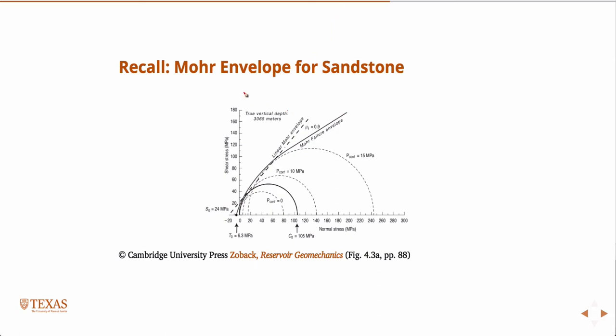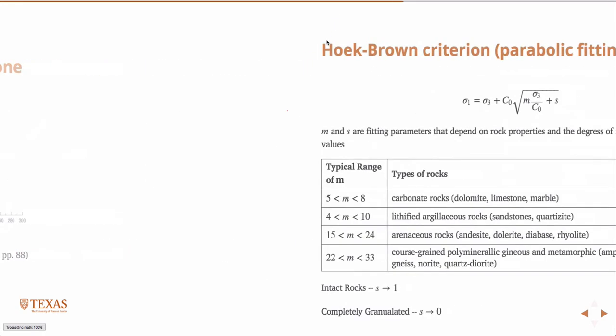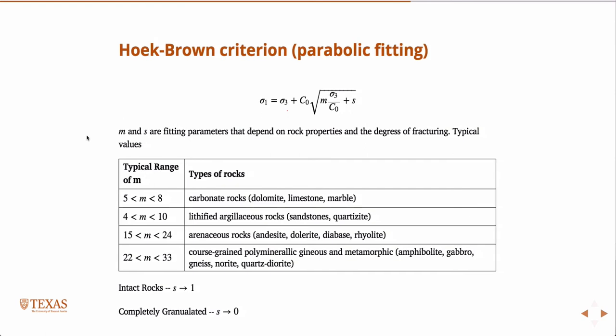And one model where that's done is called the Hoek-Brown. So the Hoek-Brown model has this form where C0 is the same unconfined compressive strength from before. Sigma 1 and sigma 3 have the same meanings as before, maximum and minimum principal stresses. But you have these two additional parameters, M and S.